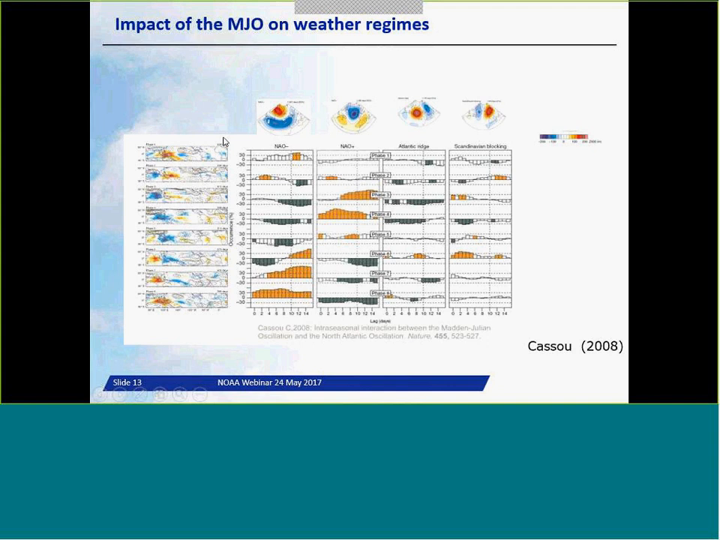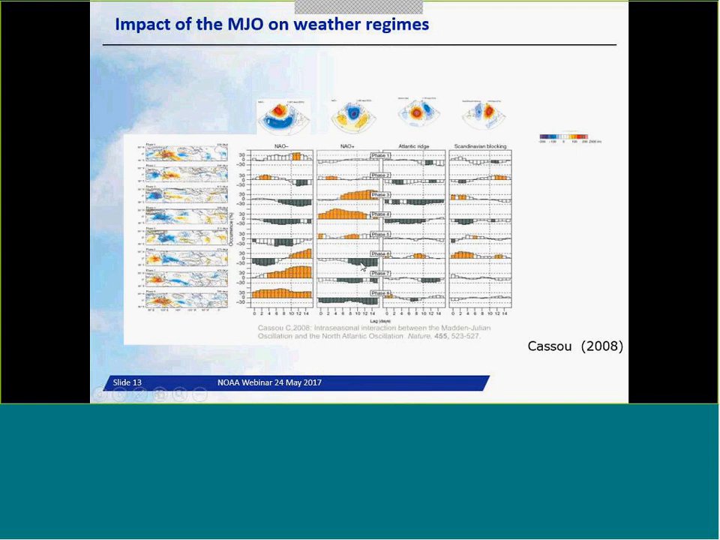So one conclusion from this graphic is that the MJO affects mostly the NAO, NAO plus and NAO minus, more than the Atlantic Ridge and the Scandinavian blocking, and it's mostly after an active phase of the MJO over the Indian Ocean and West Pacific that we get a response. So about 10 days after an MJO in the Indian Ocean, we tend to get positive NAO. And 10 days after an MJO in the opposite phase for the Indian Ocean, we tend to get negative NAO.